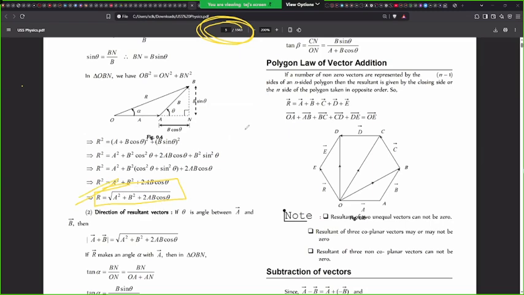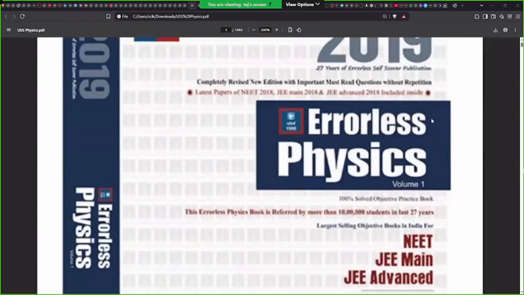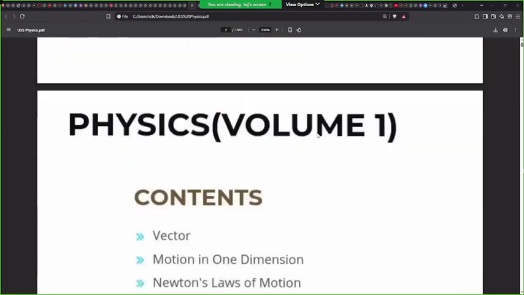So I'm just going to tell you, all the data is here, but this data is way too much for your JEE also. So what I'll do is, you use this PDF. What's the name of this PDF? I'll tell you so that you don't get confused. The name of this PDF is Errorless. This specific PDF you will use only to solve questions, nothing else.